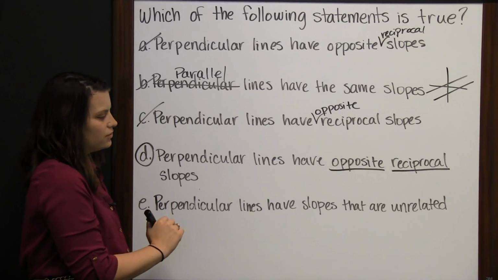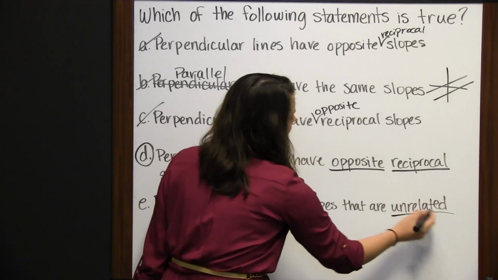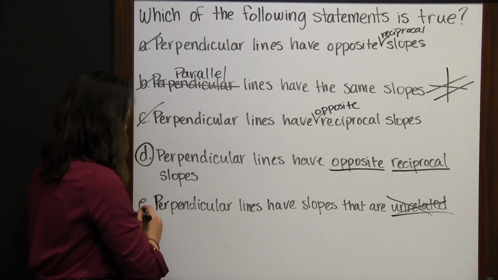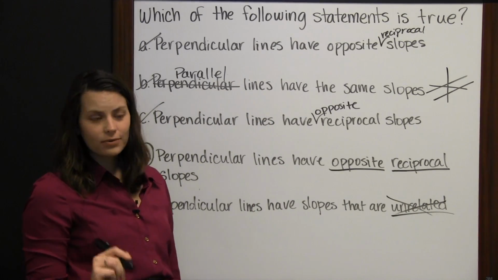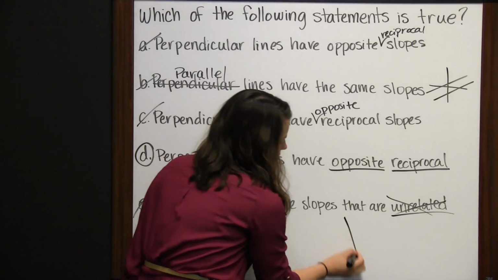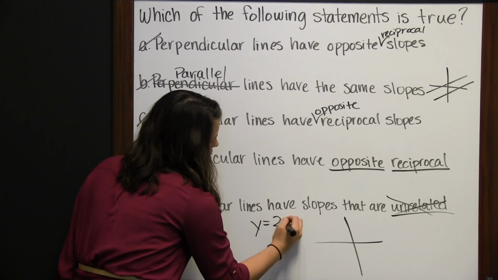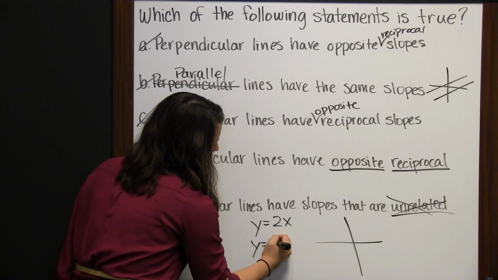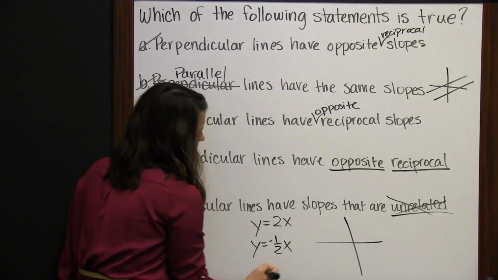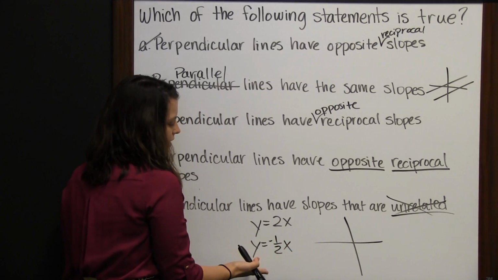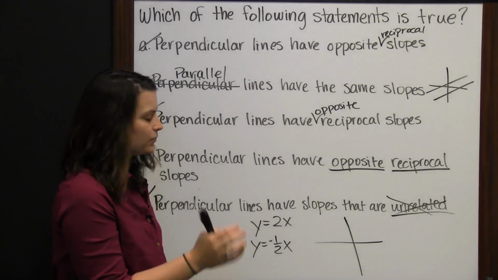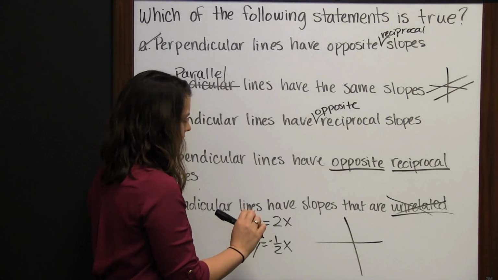And E is also not true. It says they're unrelated. Oh, that is so not true. They definitely are related. For instance, let's just take the graph of y equals 2x and y equals negative 1/2 x. These are two lines that have opposite reciprocal slopes.